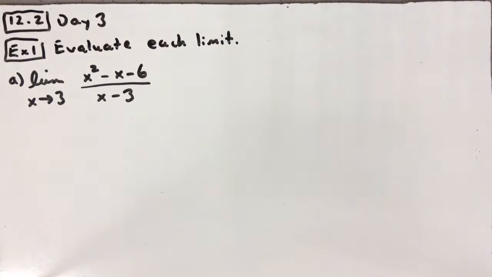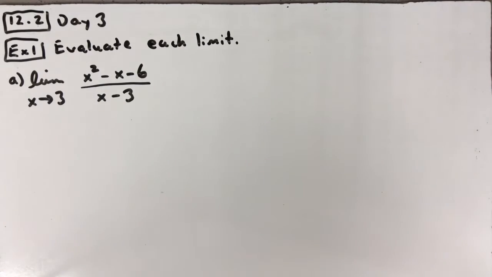Section 12.2, day number 3. In example 1, we're going to evaluate each limit. The problems on your assignment for 12.2 day number 3 are going to have those directions. They are similar to what we did on day 2. For day 2, we were using direct substitution if possible. But if it was not possible, we just needed to state why.